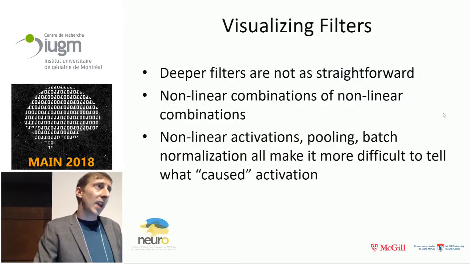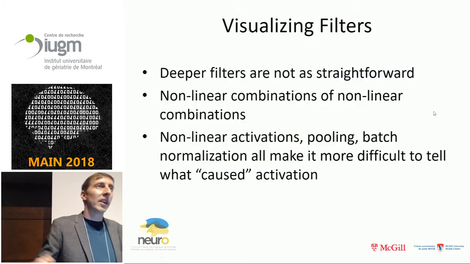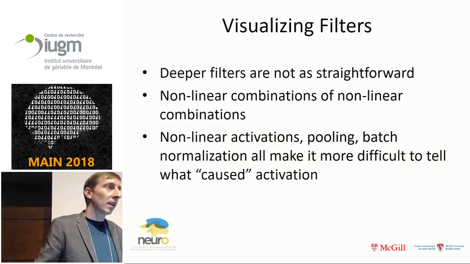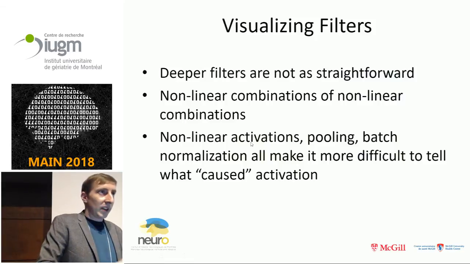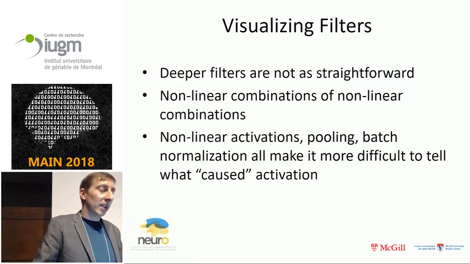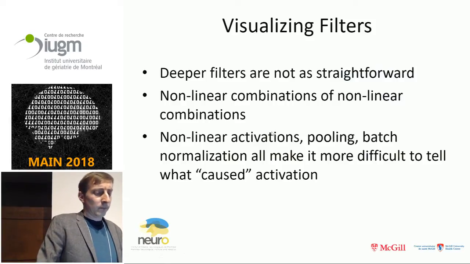You are taking nonlinear combinations of nonlinear combinations, and you can't really map that to a little square anymore. The receptive field starts to get bigger. You're not really sure what the pooling is doing. And batch normalization is sort of a big question mark.